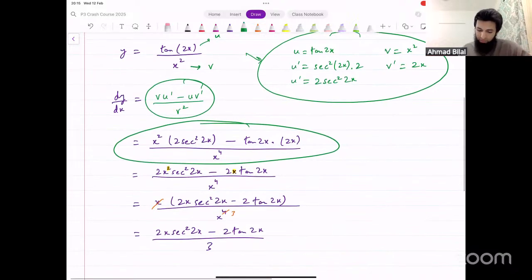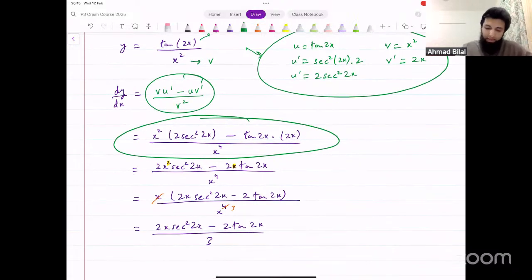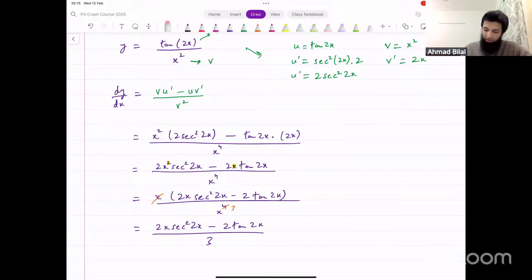It would be x cube. Yeah, x cube. I wrote this 3 there in the denominator. Oh, x cube, sorry.